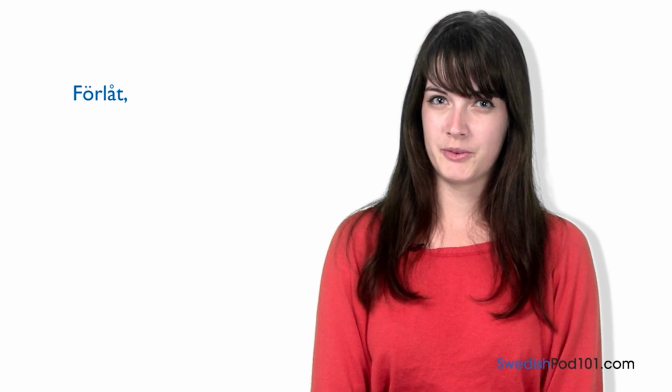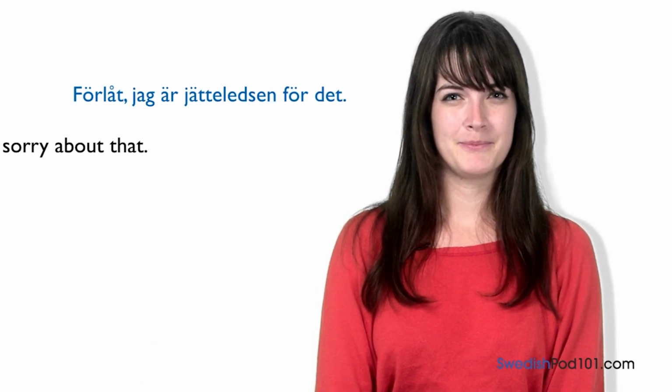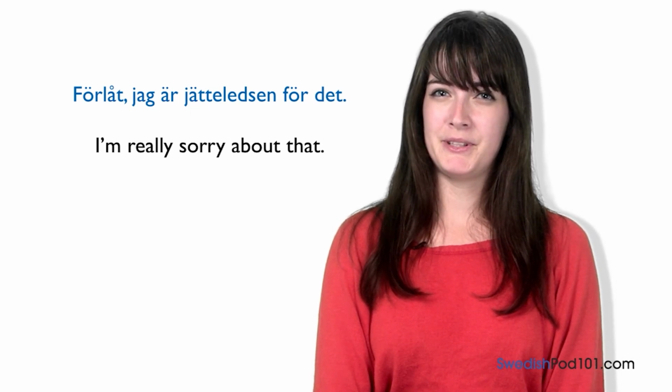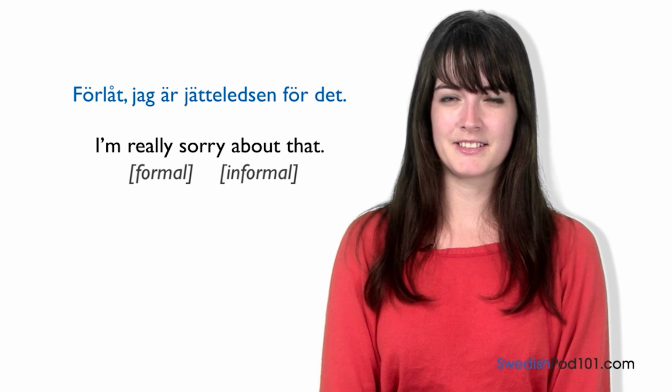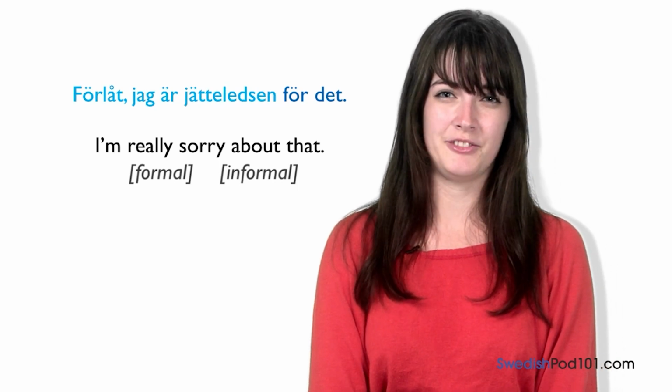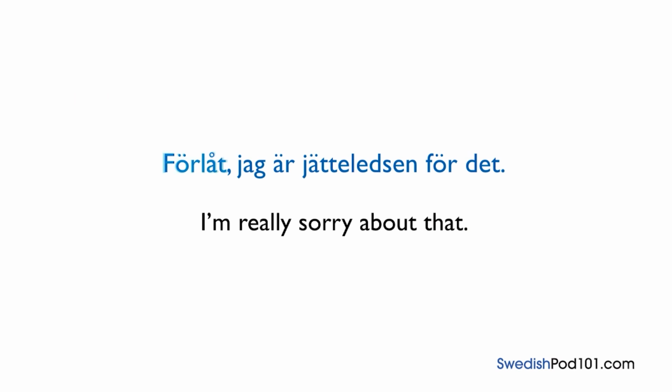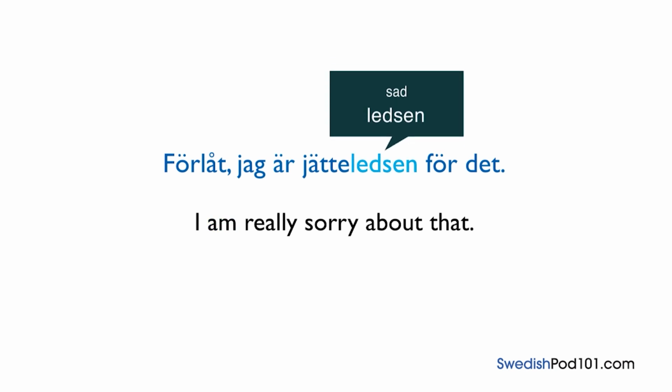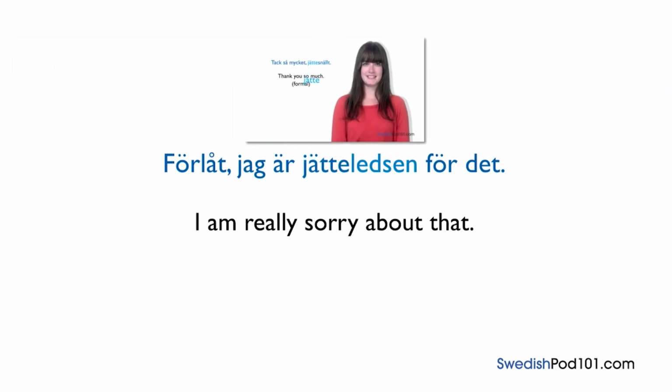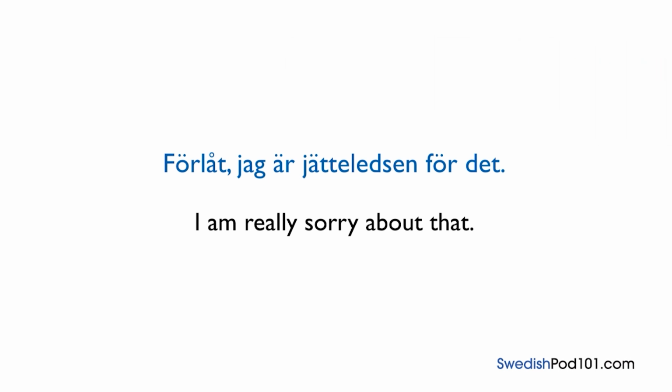The phrase förlåt, jag är jätteledsen för det means I'm really sorry about that. This can be used in both formal and informal situations. Förlåt, jag är jätteledsen för det. First we have the familiar förlåt. Next we insert a Swedish pronoun for I, jag. Then är, which means am. Followed by ledsen, which means sad. Again, you can see the use of the word jätte in front of an adjective, just like in lesson 2. Finally, we have the phrase för det, meaning about that. Förlåt, jag är jätteledsen för det.